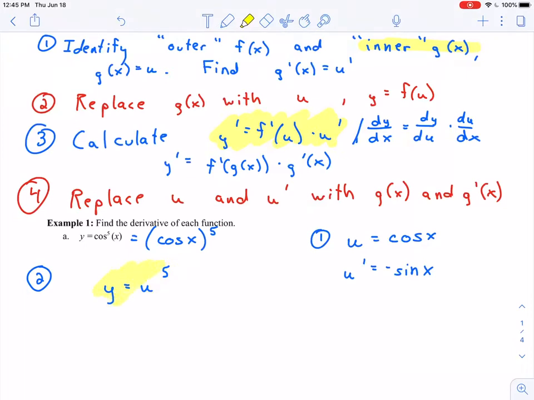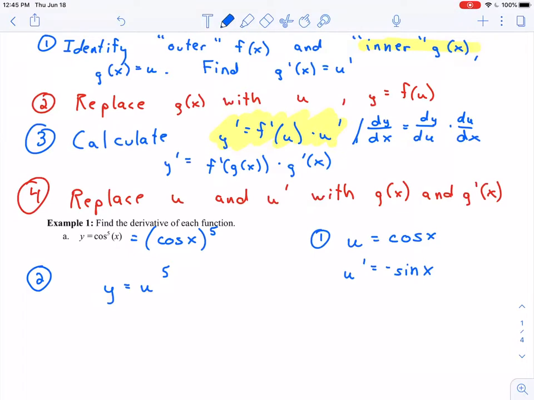So I know how to take the derivative of u to the fifth. That's just a power rule. Derivative of u to the fifth, that'll be 5u to the fourth. So that's how I know I've made a good decision for my u. If you can't take the derivative of that result, then you either need to go back and re-examine your choice of u, so maybe you need to pick something else for u, or you just need to double check and make sure that you plugged it in correctly.